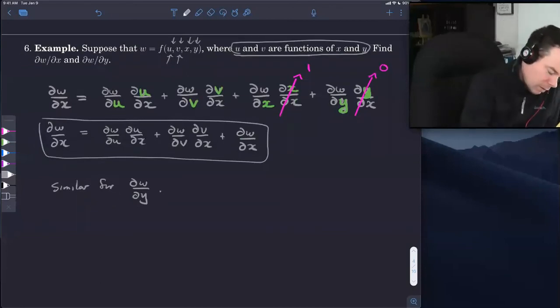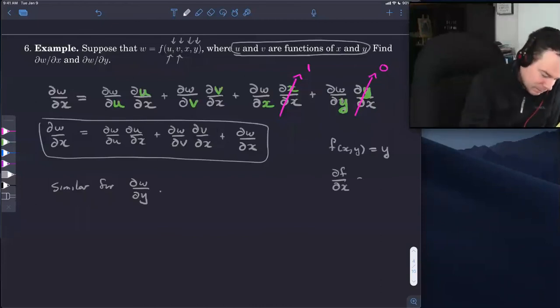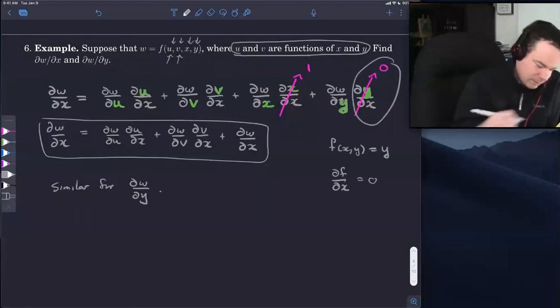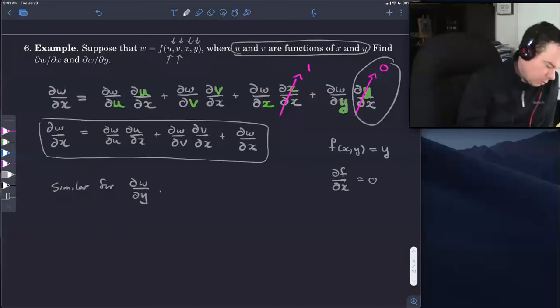So if you want to think of it this way, suppose I had a function f of x, y equal to y, and I ask for the partial derivative, del f del x. What would the answer be? 0. Exactly. So that's all I'm saying. Oh, okay. That's all that's saying there. Oh, okay, I get it now. Perfect. Thank you. You're welcome.